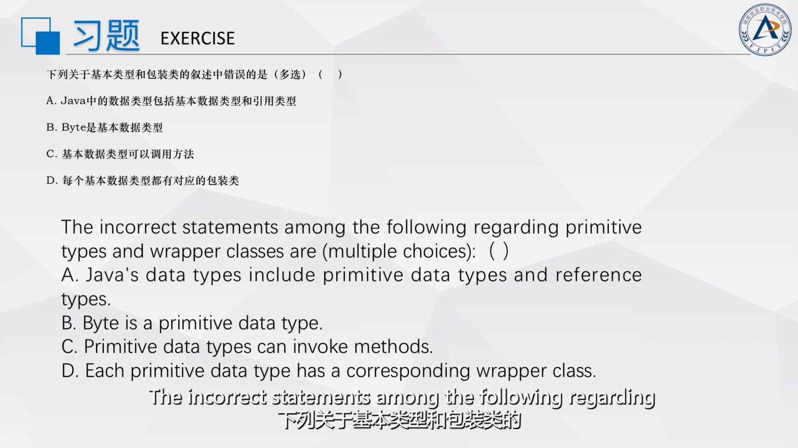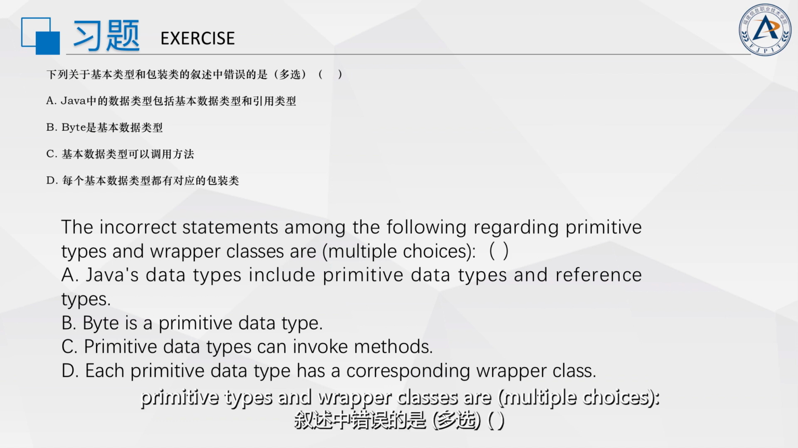The incorrect statements among the following regarding primitive types and wrapper classes are multiple choices.